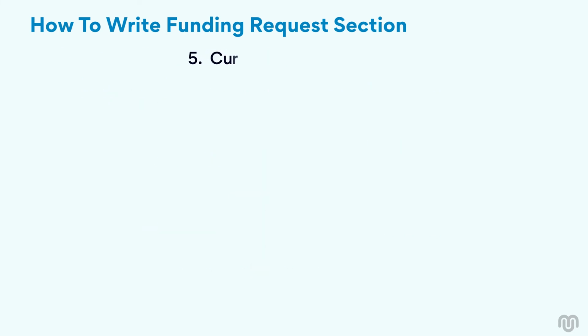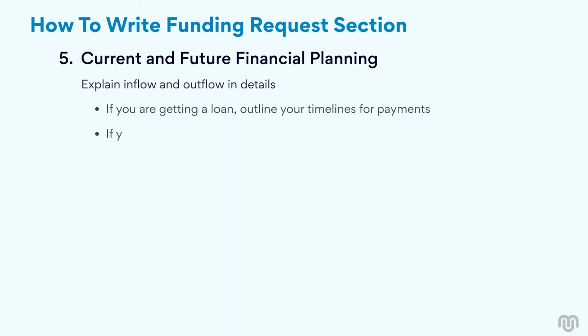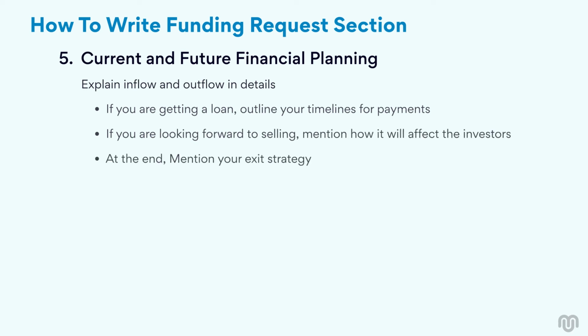Number 5. Current and future financial planning. Over here, you have to explain inflow and outflow in detail. If you are getting a loan, outline your timelines for payments. If you are looking forward to selling, mention how it will affect the investors. At the end, mention your exit strategy, including how you will transfer the business ownership at the end.